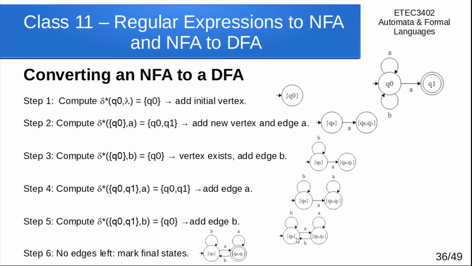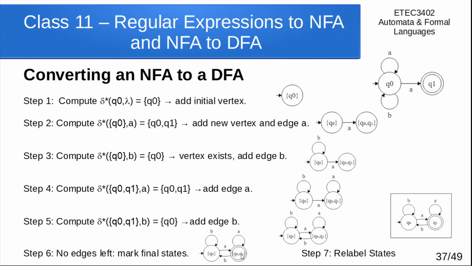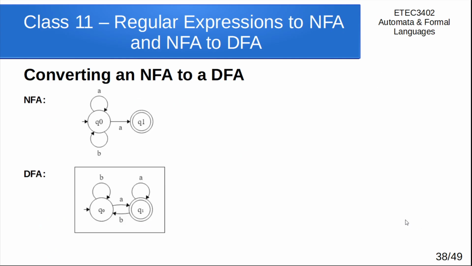So step 6 is there are no edges left to be added, no symbols left to be added. So we mark the final state. Any of these that contain a final state, there's only one final state, was Q1. So if any of these contain Q1, it becomes a double circle, and there it is there. And then the last step here is to relabel them. Now I've just labeled what was this first one Q0, and the second one I labeled Q1. And now you'll notice that we have a DFA. So here's what the NFA looked like, and here's what the DFA looked like that came out of it.